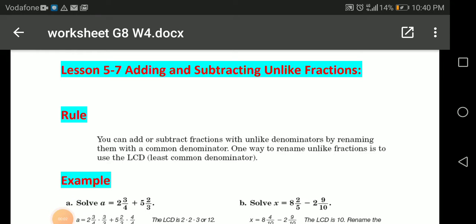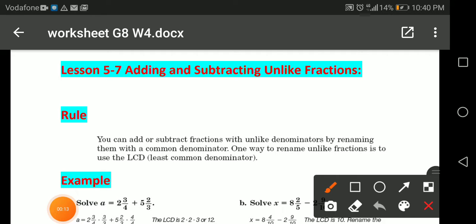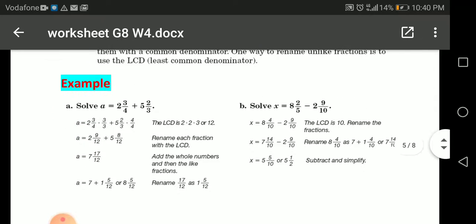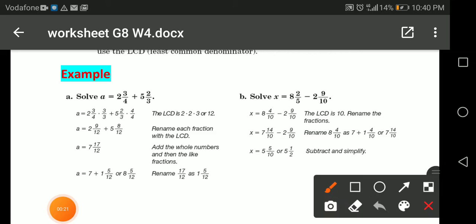I hope you're fine. Today we're going to have a new lesson about adding and subtracting unlike fractions. Okay, guys, if I have unlike fractions in the denominator, I can use a method called LCD, least common denominator. So if I have here, as in the example, 2 3/4 plus 5 2/3, how can I solve this?